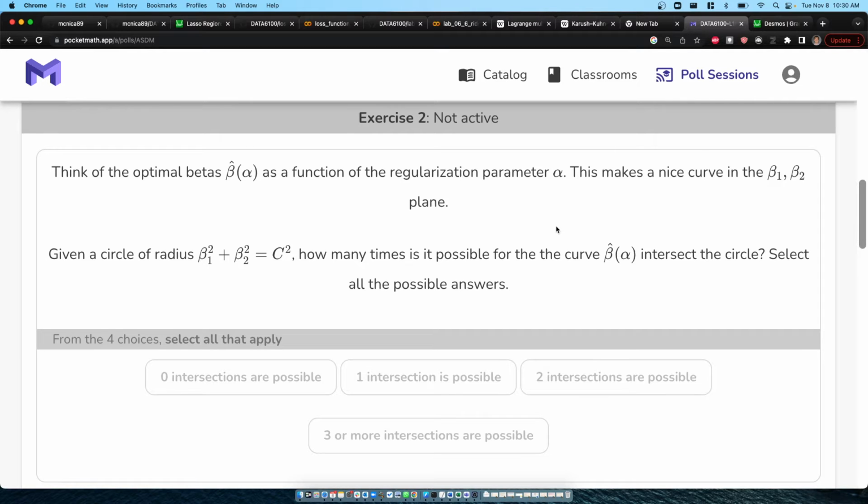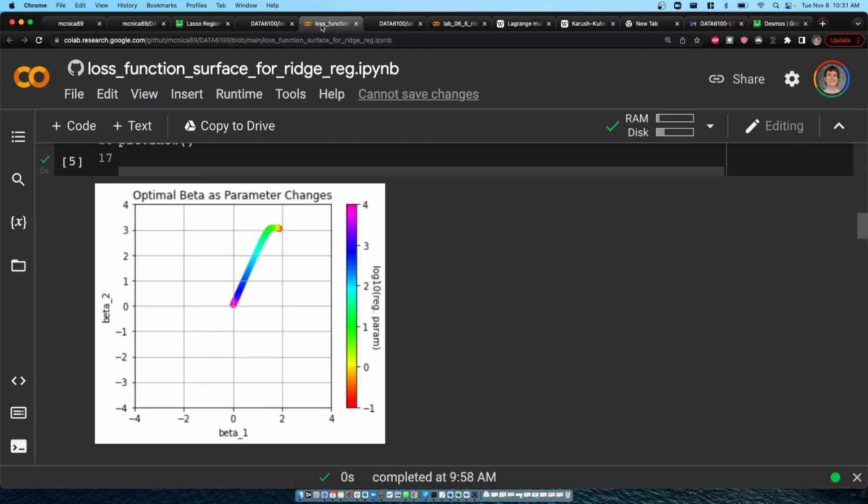So here's the question. Given a circle of radius c, beta 1 squared plus beta 2 squared equals c squared, how many times is it possible for the curve beta hat to intersect the circle? That's what we want to understand. And there's a few different answers. You can take a look at the picture for some inspiration. But remember, this picture is like one example. I want to know in general, right? If I set it up with different numbers, what is it possible for this curve to do? And thinking about that is going to lead us to this shift in perspective that was displayed in that video to figure out what's going on.